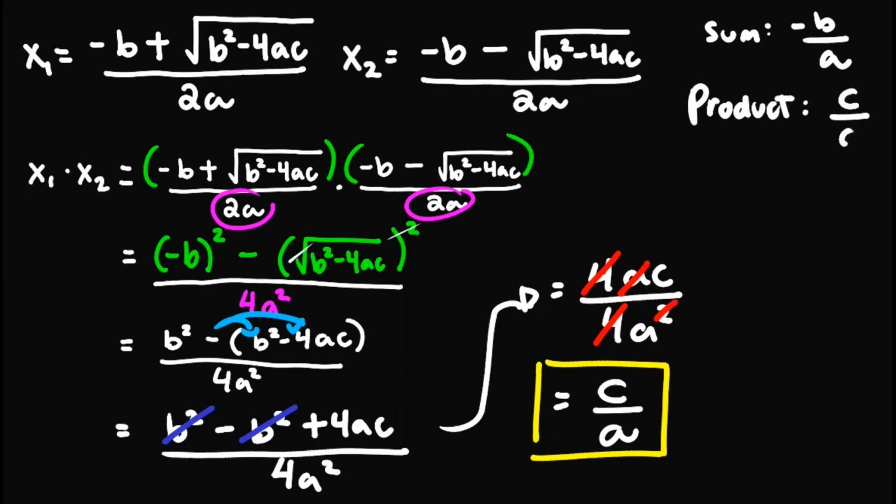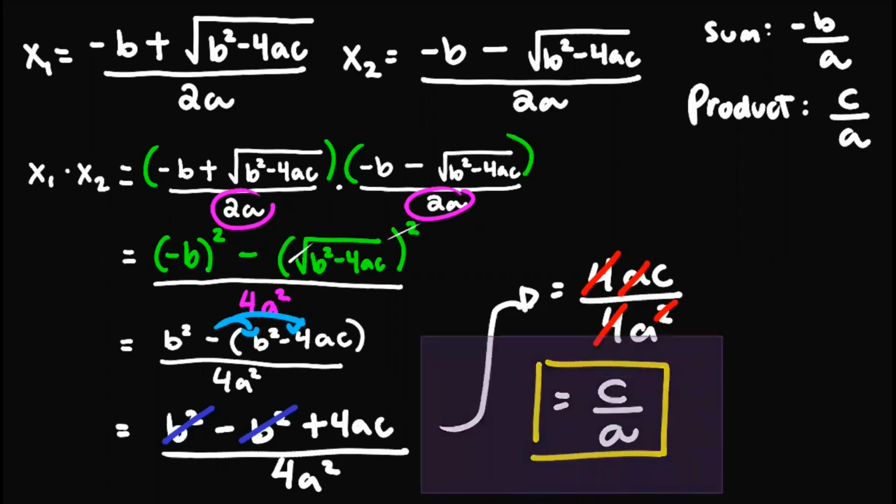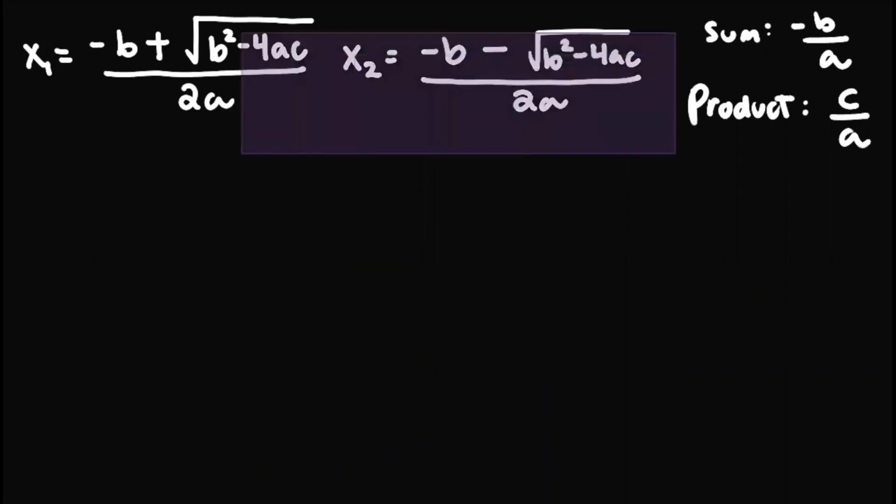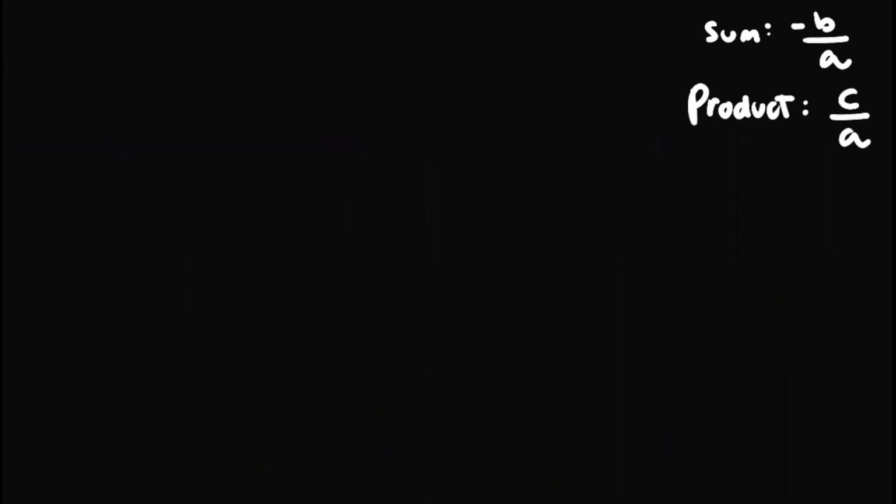Then we can simplify these 4's out here, and the a over a squared will result to just a single a in the denominator, so we obtain c over a. And that is the general formula for the product of the roots of a quadratic equation. So we have here c over a. And so that is how we derive the sum and product of the roots of the quadratic equation.